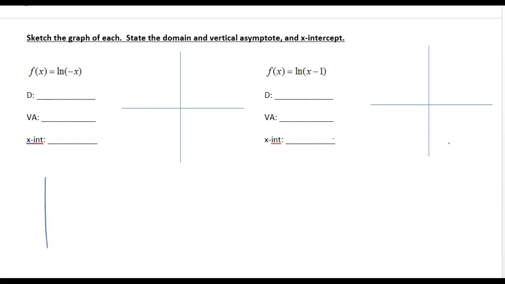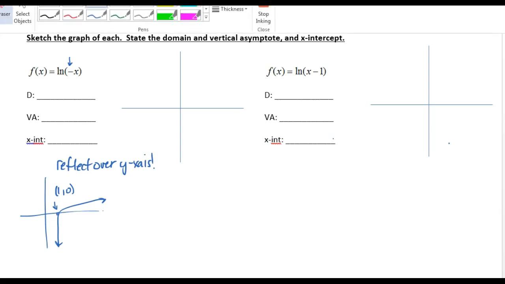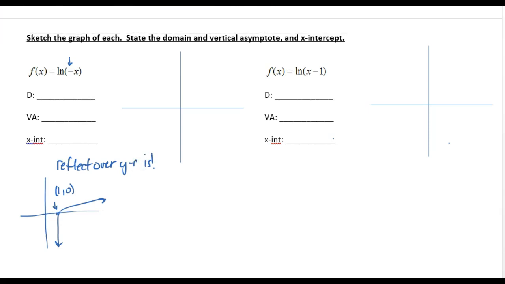So remember, our parent function, what does it look like? The natural log is doing this guy. Has that same point of a regular log function of 1, 0. All right, so look at this. The natural log of a negative x. Now the negative is on the inside here. So what is that doing? Remember, if it's on the inside, it's going to reflect over the y-axis. All right, this reflects over the y-axis. So instead of flipping down, we're not doing that this time. We're flipping this way, okay, across the y-axis.